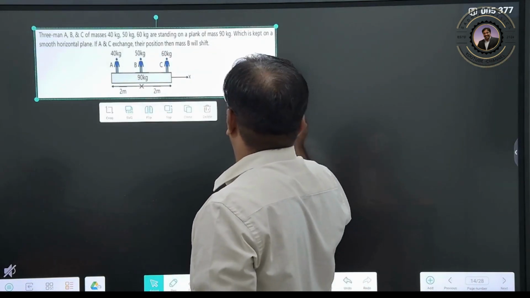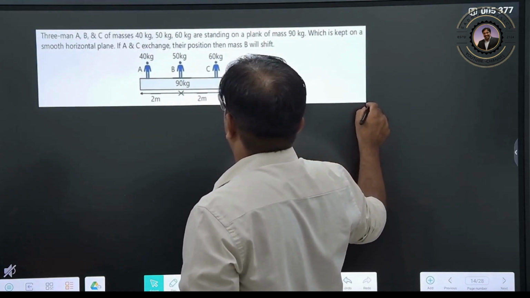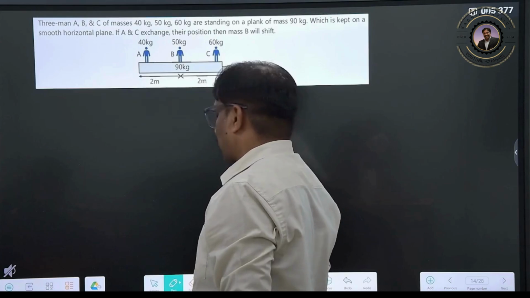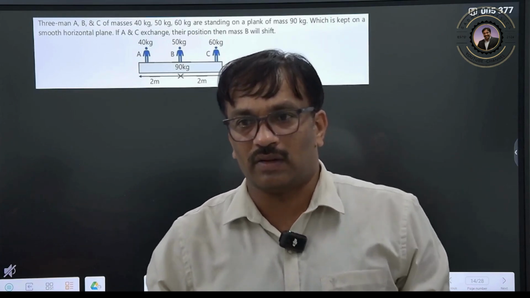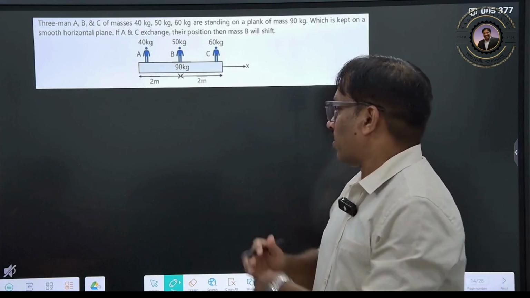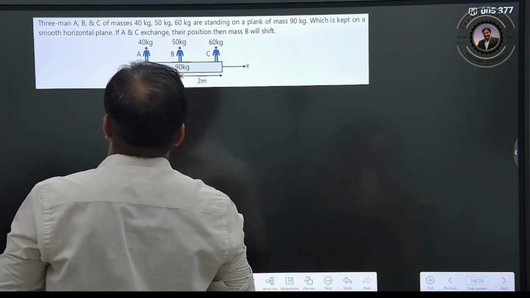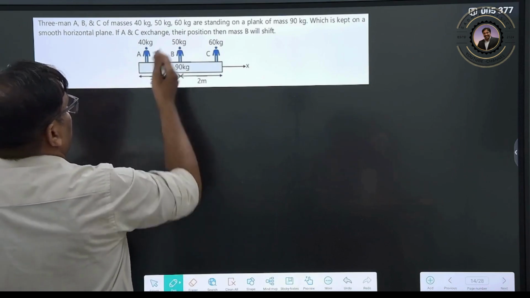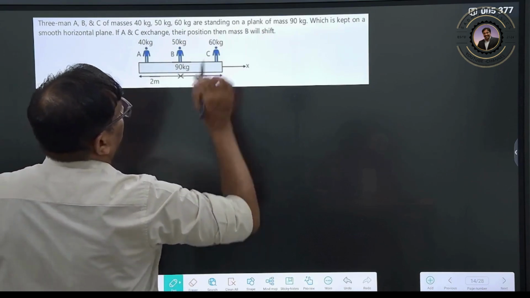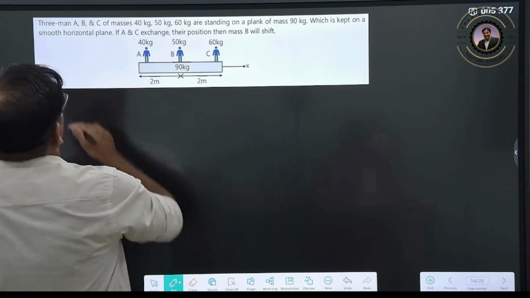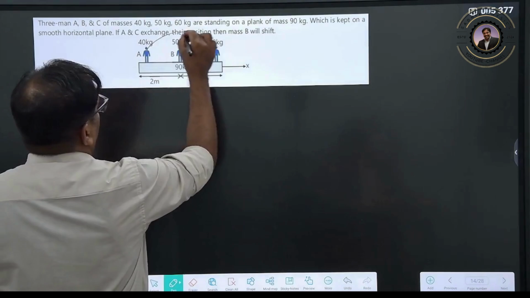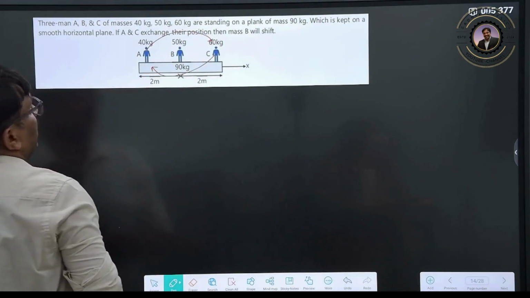Here is one more application. The same thing, 3 persons are there. If you are able to write the formulas properly, then you can solve any type of questions. If you are able to follow these 3 questions, then you will do any type of problem in this. Let us see: there are 3 persons, one is 40 kg, another is 50 kg, and 60 kg, standing on a plank of mass 90 kg, which is kept on a smooth horizontal plane.